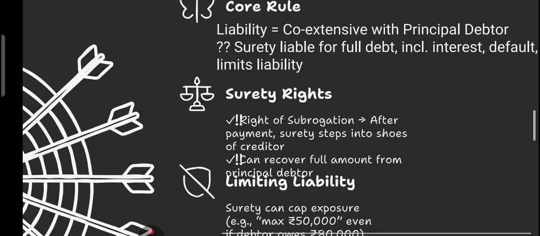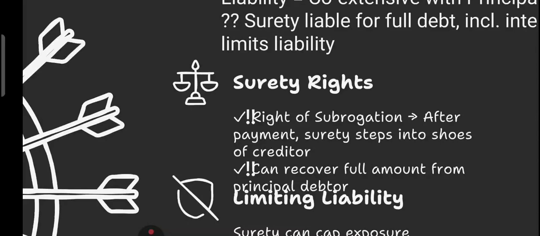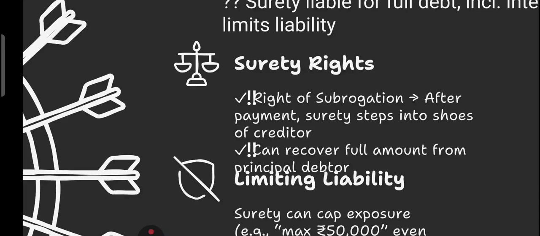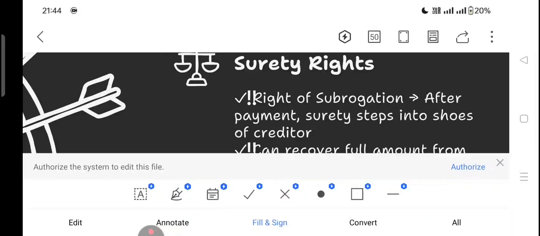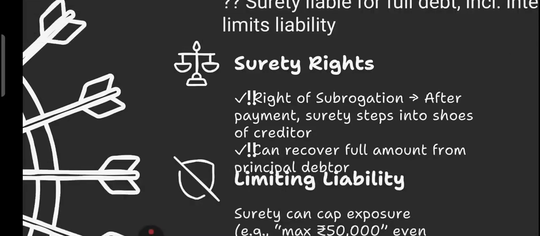Now let's talk about the rights of the surety. Once the surety has paid off the debt, they gain the right of subrogation. What is the meaning of subrogation? Means stepping into the shoes of the creditor and gaining the legal right to recover the full amount from the principal debtor. That is called the right of subrogation. Means the surety can step into the shoes of the creditor and can gain the right to recover the full amount from the principal debtor.